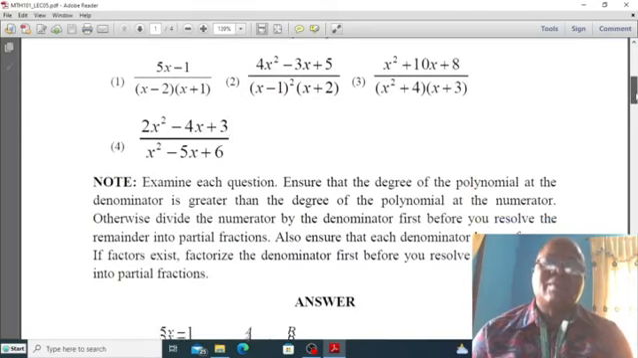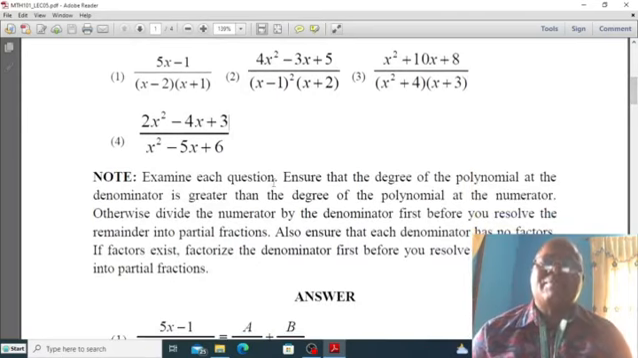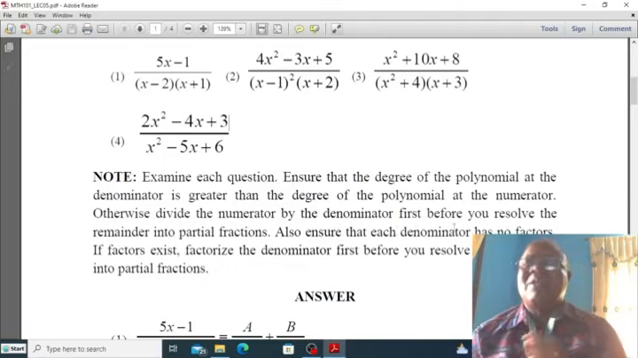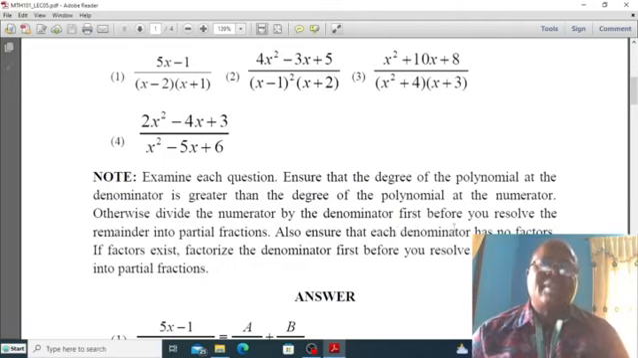What is in the note? We'll examine each question. We ensure that the degree of the polynomial at the denominator is greater than the degree of the polynomial at the numerator. Otherwise, divide the numerator by the denominator first before you resolve the remainder into partial fractions. Also, ensure that each denominator has no factors. If factors exist, then factorize the denominator first before you resolve the expression into partial fractions.